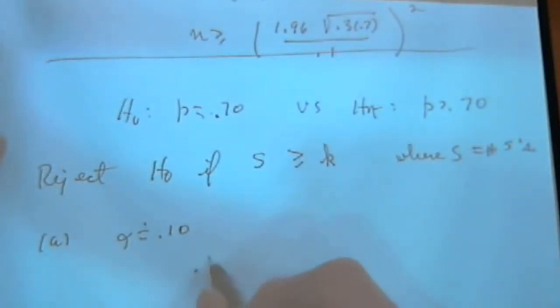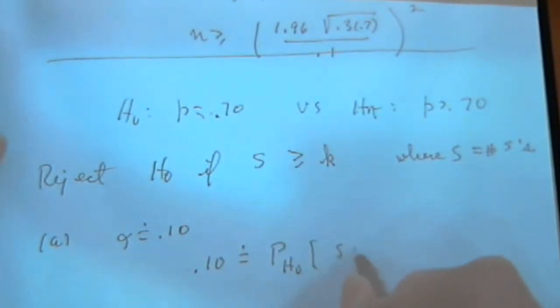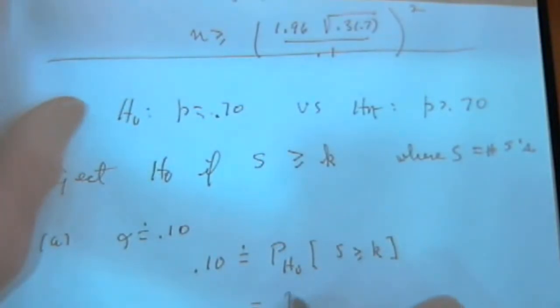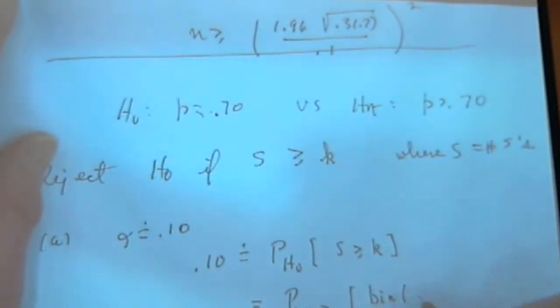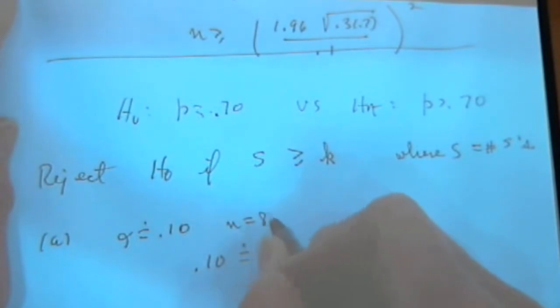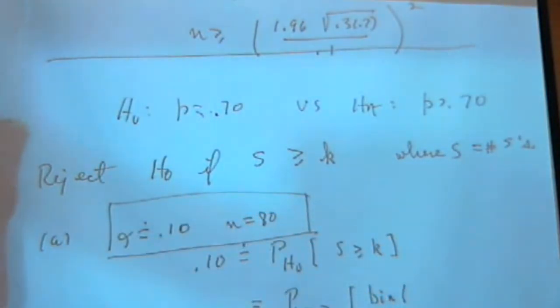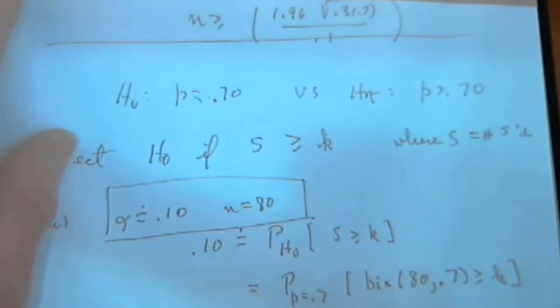So we want this to be true. This will be about 10%, the probability under H0 that S is greater than or equal to K. Now, what does under H0 mean here? That means P is 0.7, and S is binomial. We know N is 80, that's given to us. This is all given. P is 0.7, so K is what we want to determine. So you would have to solve it like that.